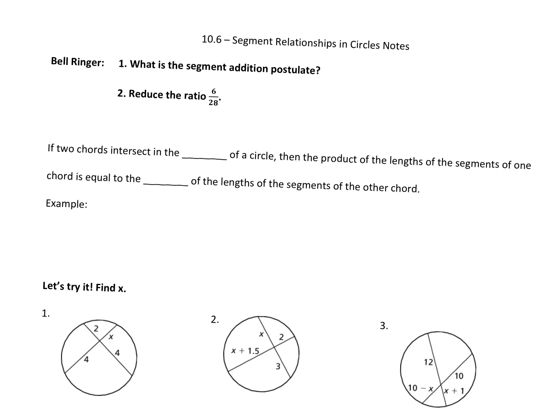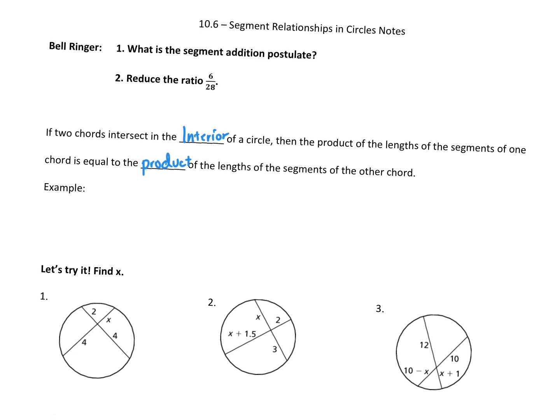Let's talk about 10.6. In 10.6, we are talking about if two chords intersect and to find the different lengths of the two chords on the interior of the circle, then the product of the lengths of the segments is equal to the product of the other lengths of the segments of the other chord.